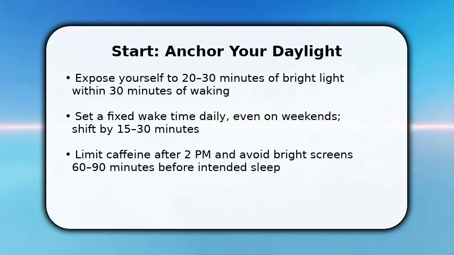You begin by anchoring daytime cues. Get 20 to 30 minutes of bright light within 30 minutes of waking so your circadian clock resets. Once done, fix your wake time daily. Small shifts of 15 to 30 minutes move your chronotype gradually and reliably.